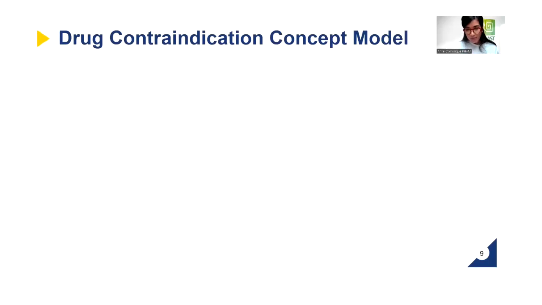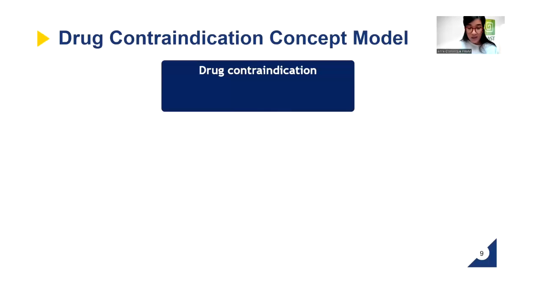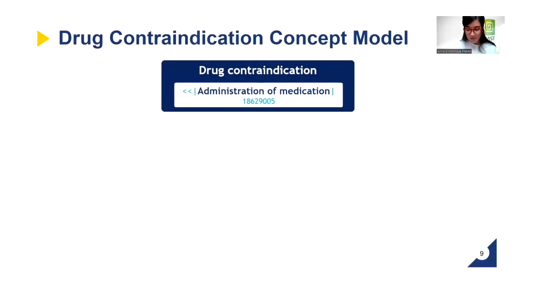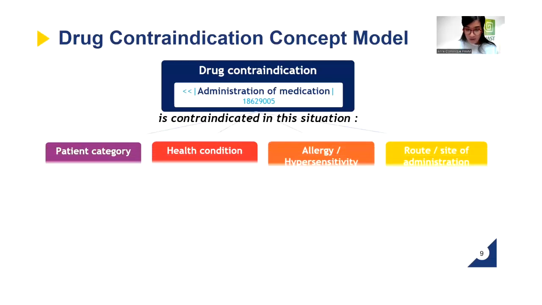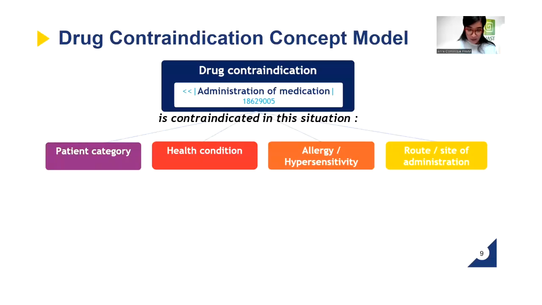We built our concept model around SNOMED CT's concept model using its compositional grammar. We can think of our model as starting with the administration of medication as the core concept. And when we discuss contraindications, the administration of medication is contraindicated. Starting with this core concept, we are able to represent the different types of contraindications by adding various attributes in order to describe many of the criteria encountered in contraindications.